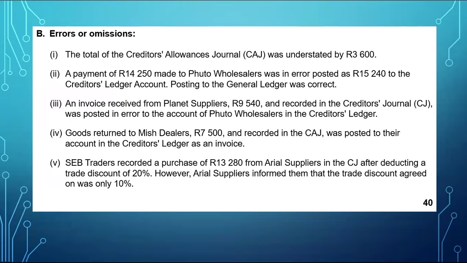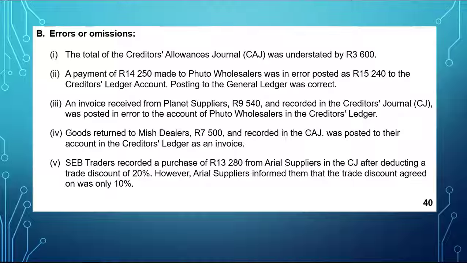Number 2, a payment of 14,250 made to wholesalers was in error posted as 15,240 to the creditors ledger account. The posting to the general ledger was correct, so this doesn't affect our creditors control. Instead, it affects our creditors list.